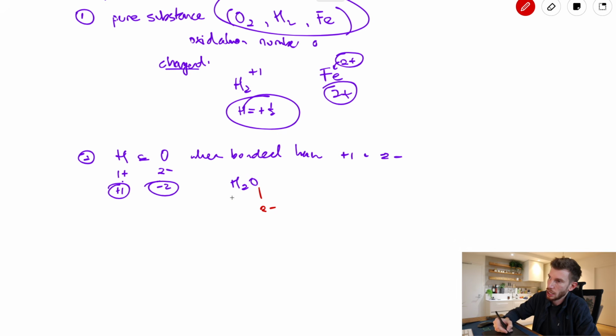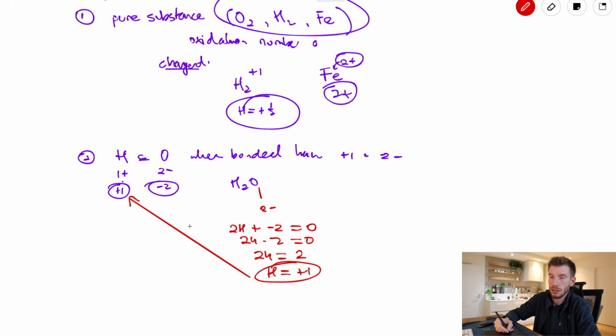So I can make a little equation and say that 2 hydrogens, whatever charge they have, plus an oxygen, which is -2, should add up to 0. So therefore 2H minus 2 is equal to 0, and now I just solve algebraically, right? I can add the 2, divide the 2, and I get +1. And that actually proves the other assumption anyway, right?